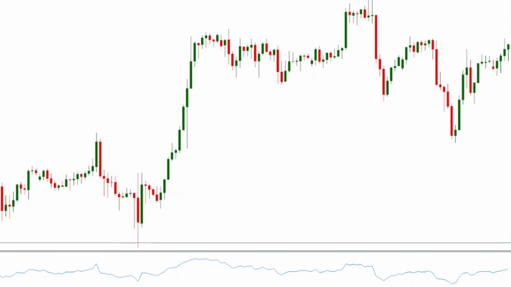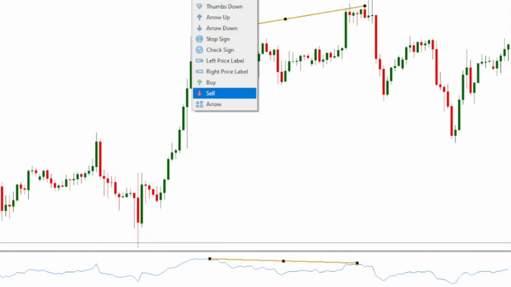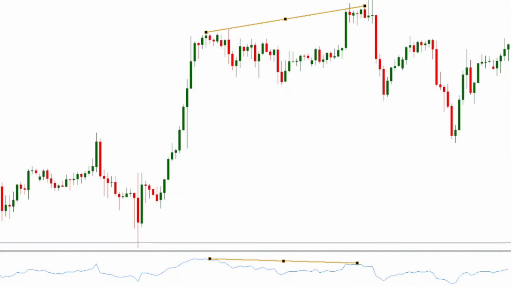For starters, we need to identify what a divergence is. It's simply when the chart makes higher highs and our indicator, which is the RSI, makes lower highs. In this scenario, we can term this a bearish divergence, which every trader would take their entry on the highest high, or the second high of the formation.